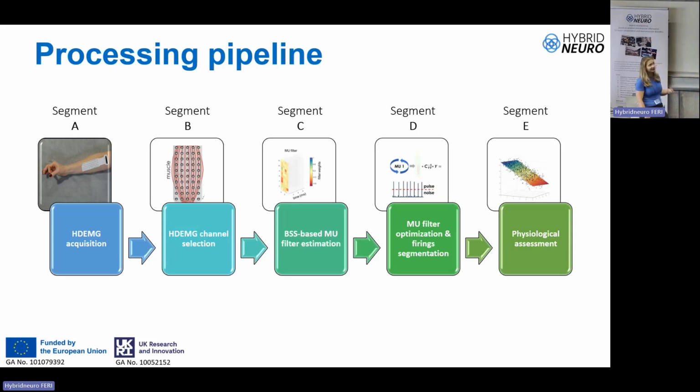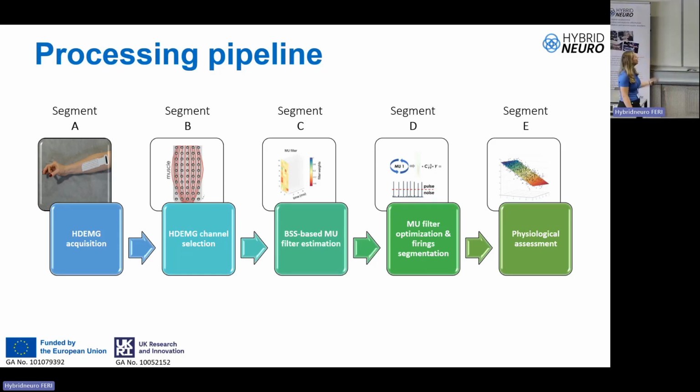The processing pipeline consists of 5 segments. In the first segment, we have high-density EMG acquisition, which Matej already presented very well. In the second segment, we have EMG channel selection, where we are supposed to select channels in an optimal way so we will get more accurate results. In segment C, we have blind source separation based motor unit filter estimation. And in segment D, we have motor unit filter optimization and power simulation. Those 2 segments are the ones that I will present more precisely today.